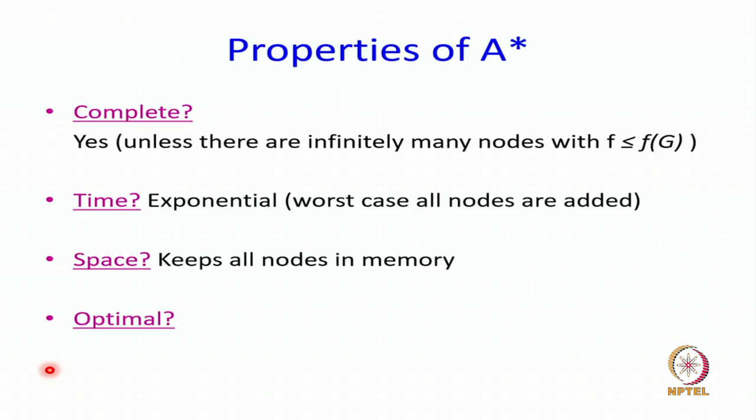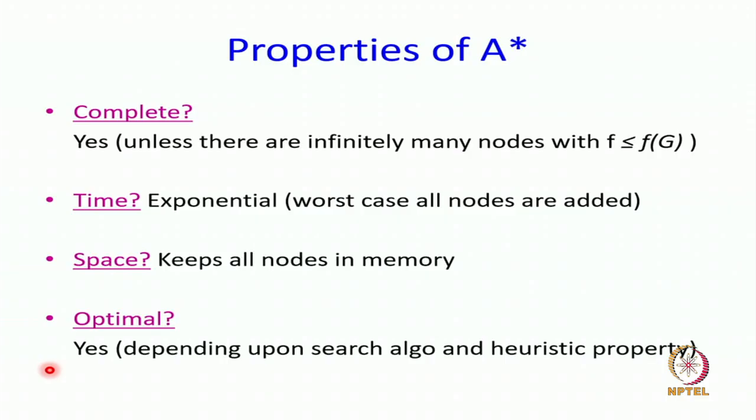So, if that does not happen, then at some point all the nodes which have value less than or equal to f of g would have been expanded, and I will get to the goal node, and then it would be complete, right. Again, we are not talking about negative costs or 0 costs. Okay. And would it be optimal?